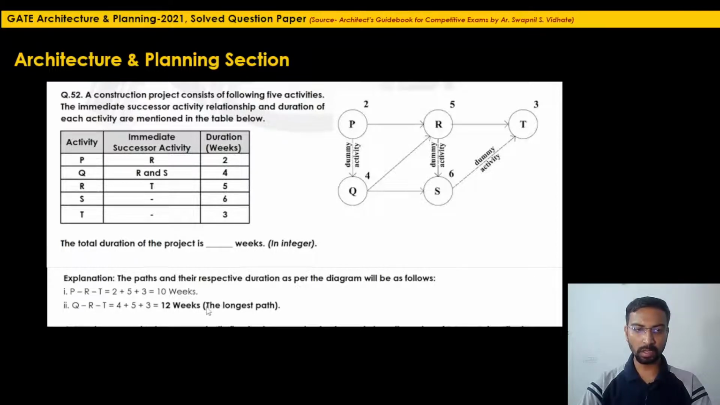That means they are asking what is the longest path to complete the project. So the final answer will be 12 weeks. So 12 is the answer for this question. Again, this was a 2 marks question. So the total marks we have achieved till now is 68 marks.